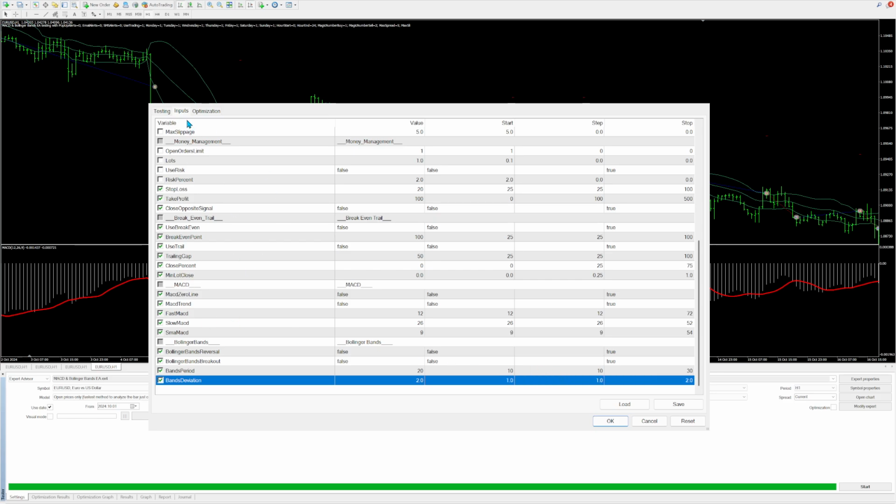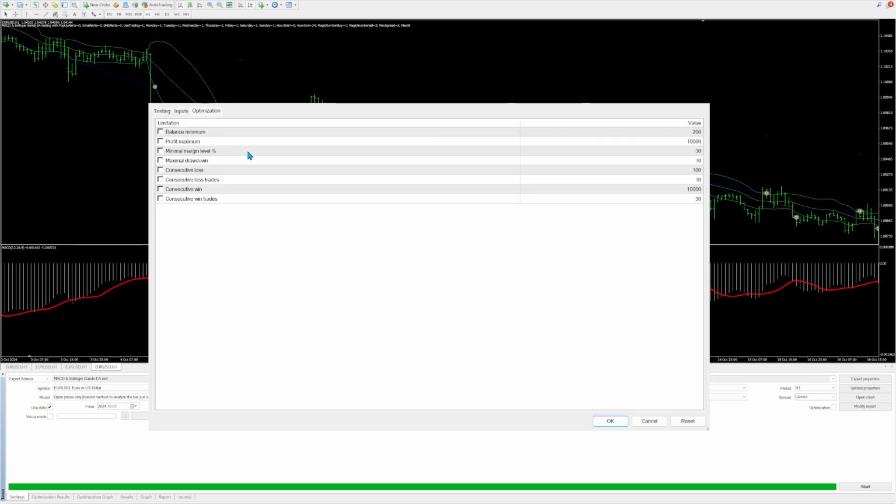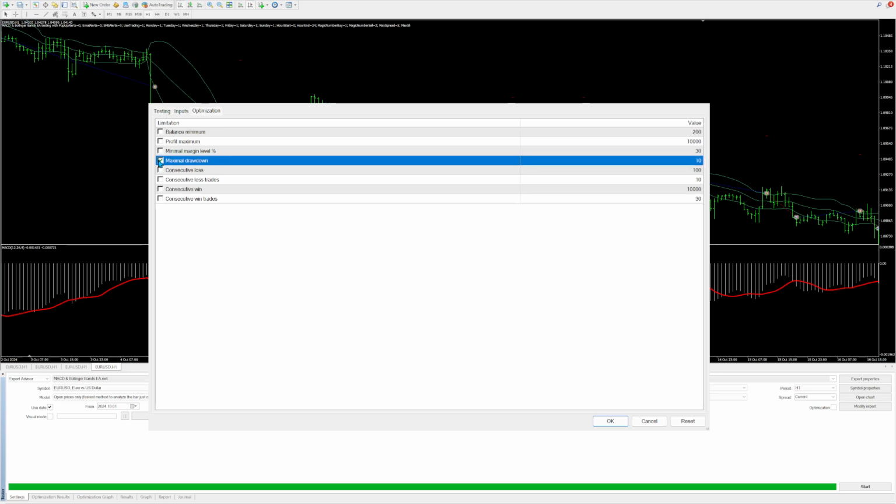Okay, so we've selected all the settings that we want to optimize, and the strategy tester will do all the various combinations. In this optimization tab here, you can check any of the boxes if you want to filter results so they meet these requirements. For example, if you want your maximal drawdown to be, let's say 20, you just set the value in there that you want, have that box checked, and then you'll only see results that meet that filter.